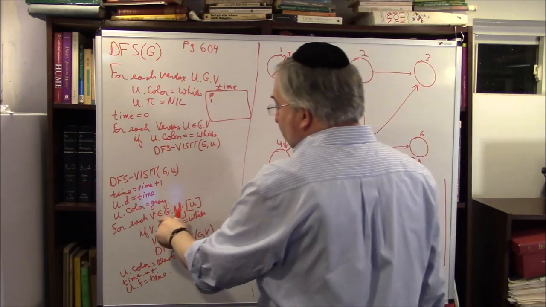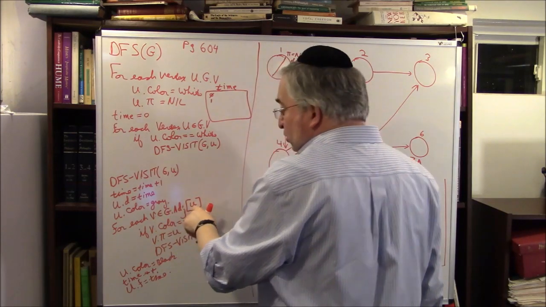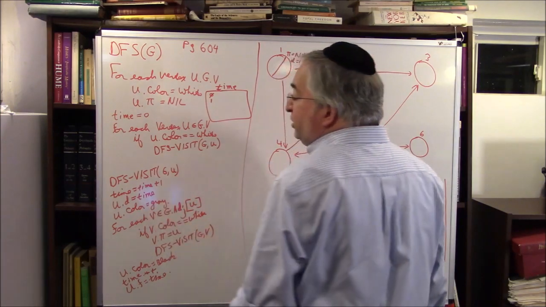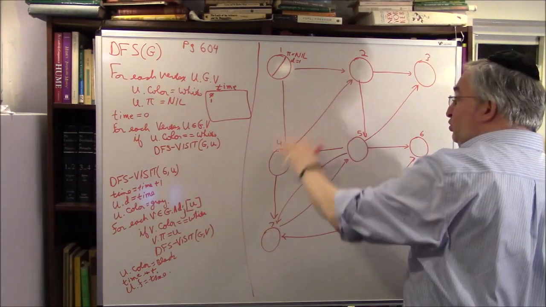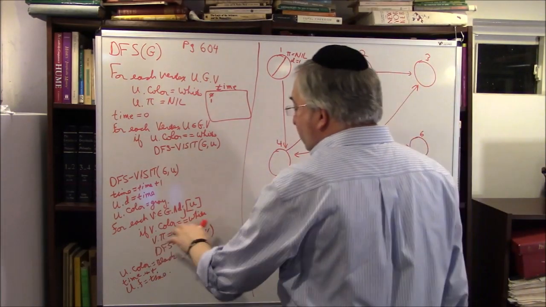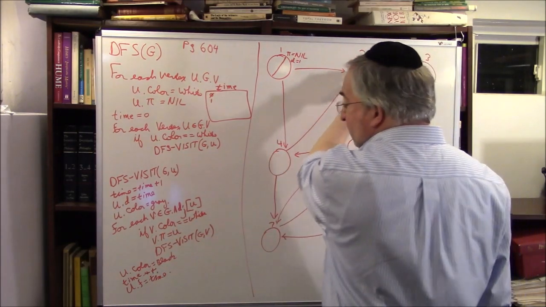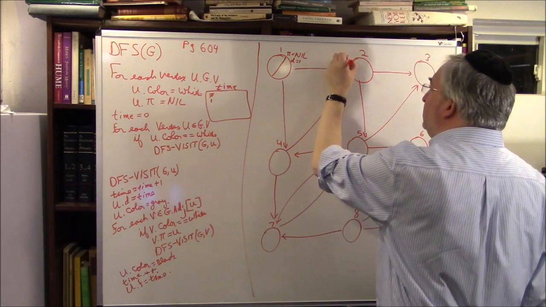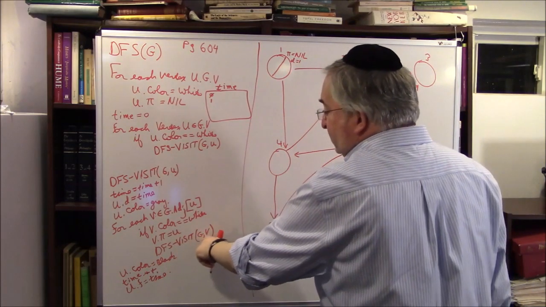For each v member of G dot adjacency of U. Look at U, that's U. Look at the adjacency list. Look who's connected to it. So again, 1 has 2 children, 2 and 4, and we have to do the following. If v dot color is equal to white, it's white, then v dot parent is equal to U, so the parent is equal to 1. And then visit v.